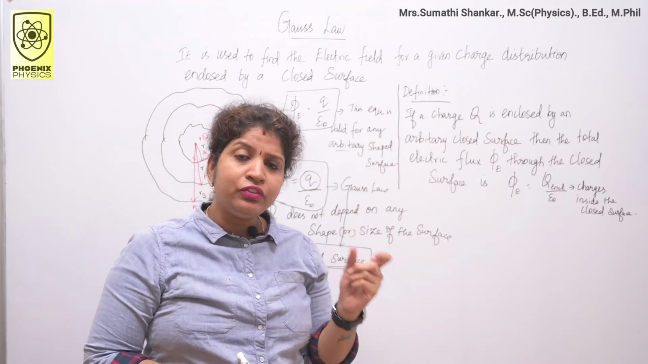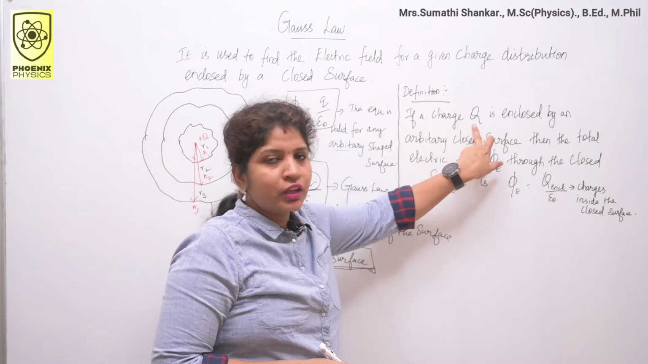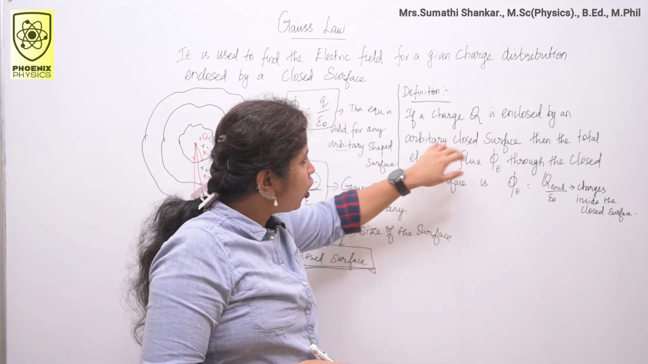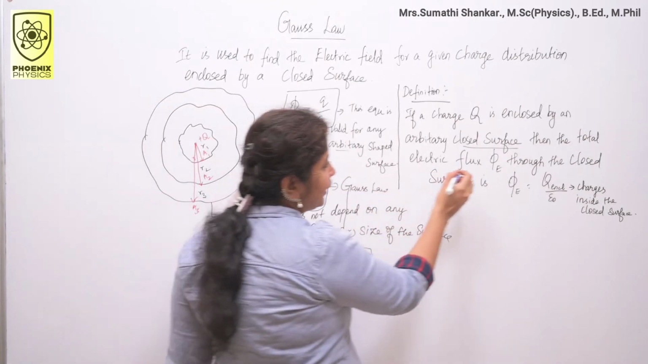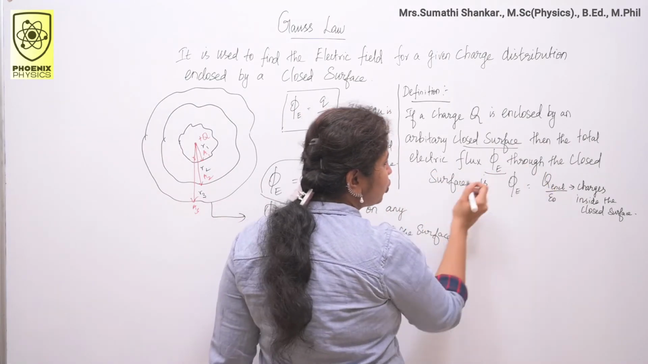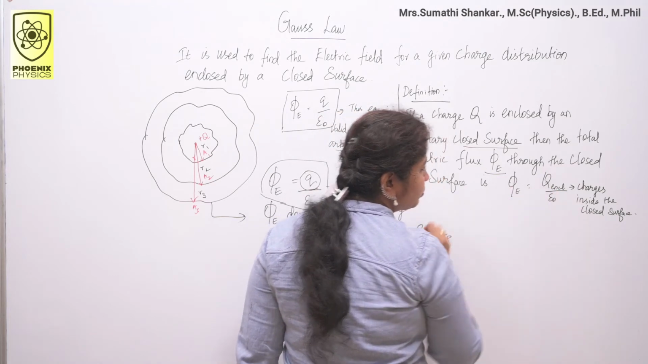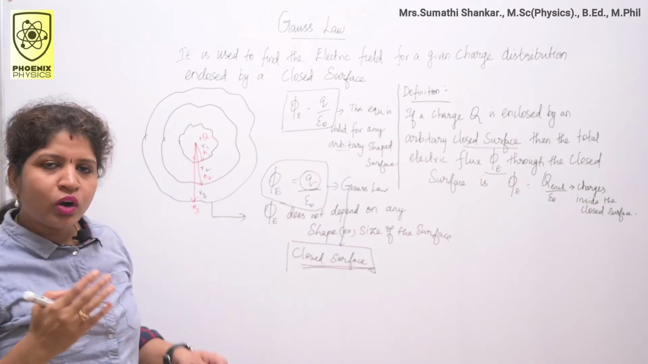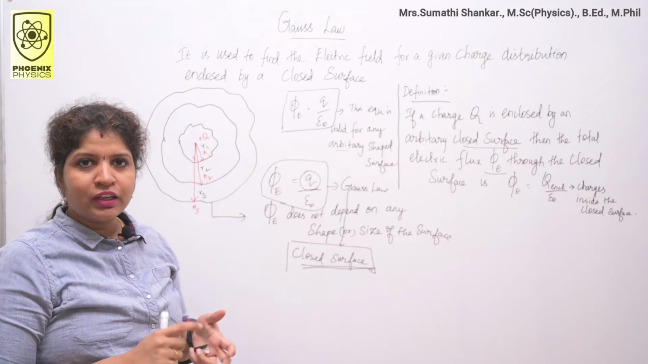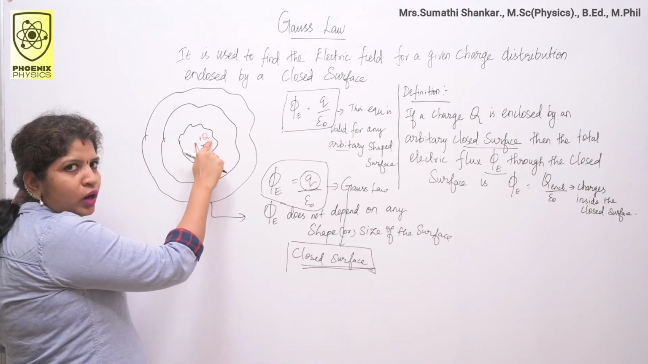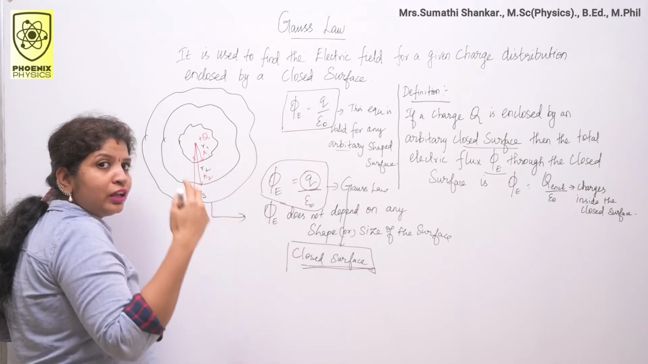How do you define Gauss law? If a charge Q is enclosed by an arbitrary closed surface, then the total electric flux phi E through the closed surface is phi E equal to Q enclosed by epsilon naught. What is the meaning? You know that phi is equal to Q by epsilon naught. Here I have only one charge. That is why I have written phi E is equal to Q by epsilon naught.